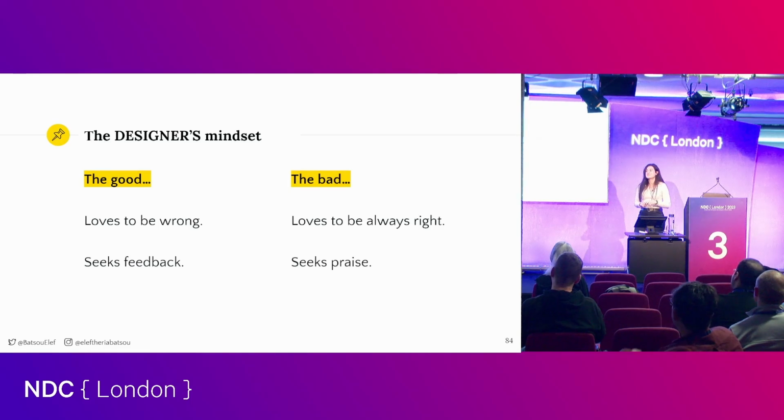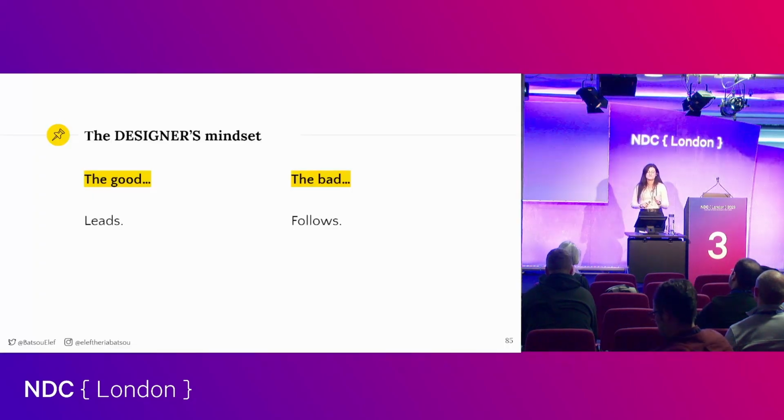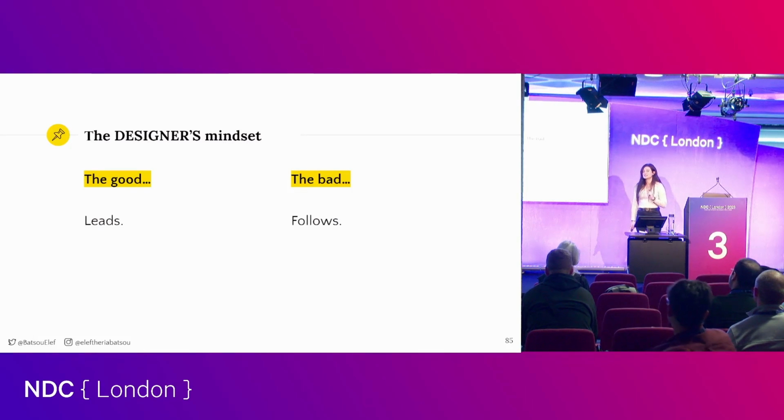The good one loves to be wrong and seeks feedback, whereas the bad one loves to be always right and seeks praise. The good one leads and the bad one follows.